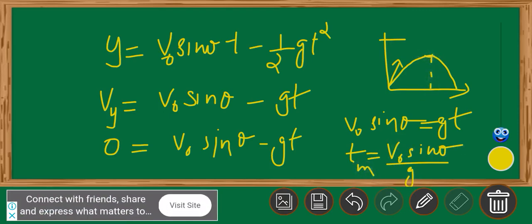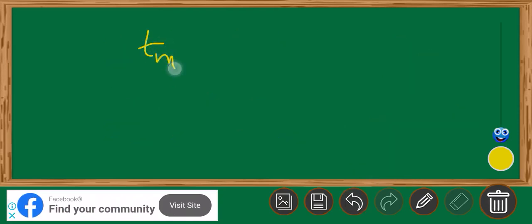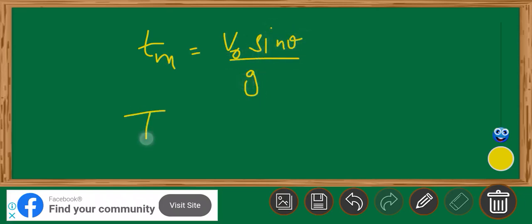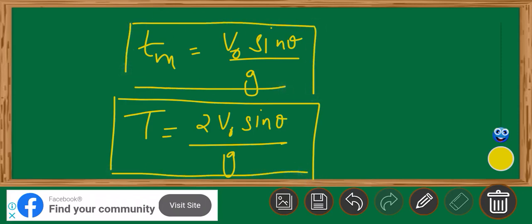We already know this parabola is symmetric. So Tm equal to v0 sin theta divided by g, doubled, is the time of flight: 2 v0 sin theta divided by g. We have to do numerous problems based on the time of maximum height and the time of flight, which we will discuss later.